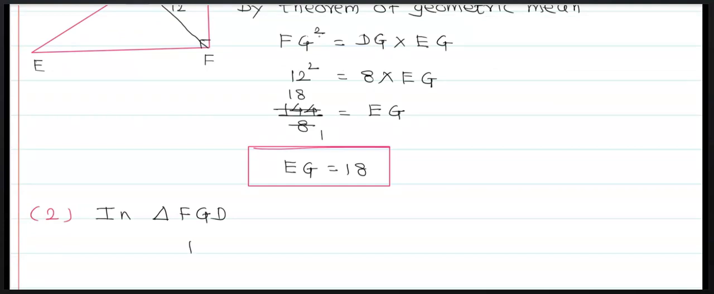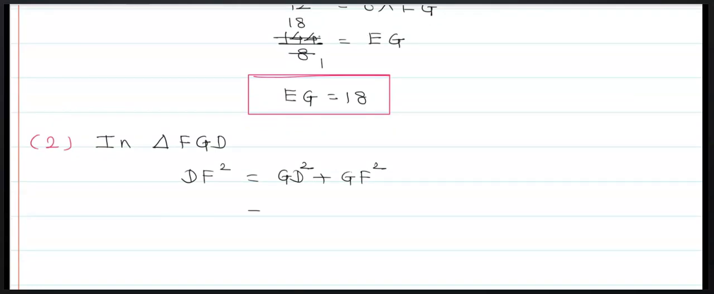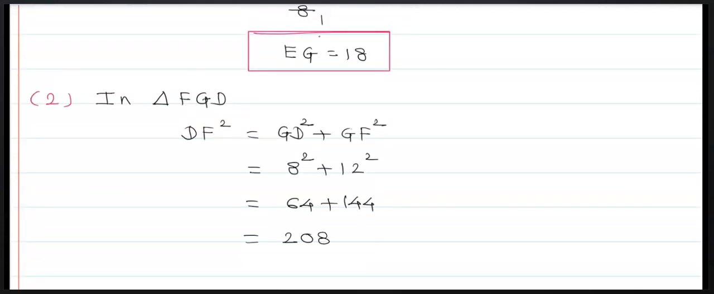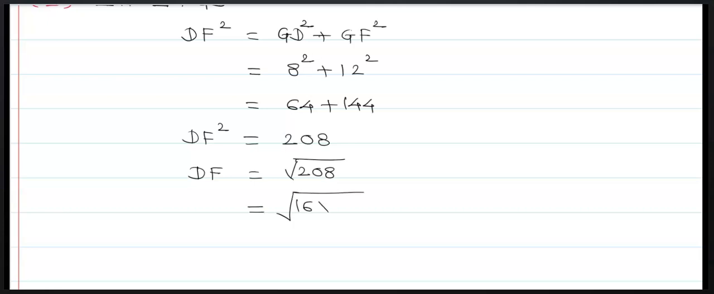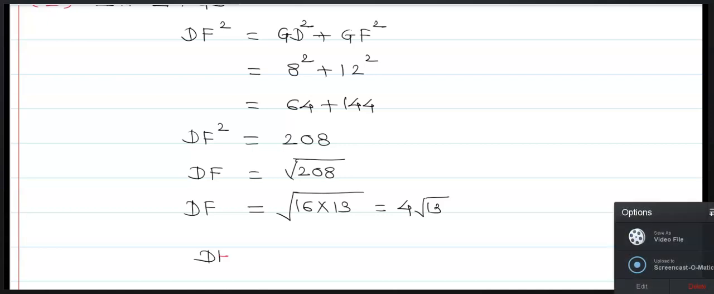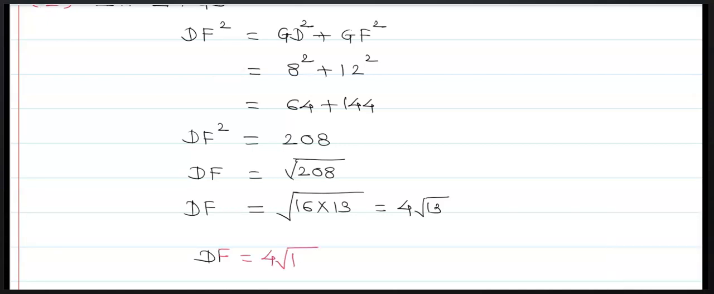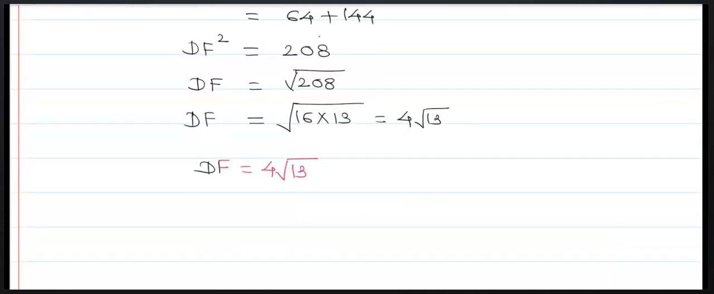In triangle FGD, DF square is equal to GD square plus GF square. Therefore, 8 square plus 12 square, that is 64 plus 144, that is 208. This is the DF square. Therefore, DF is equal to root of 208. That is root of 16 into 13, that is 4 root of 13. Therefore, DF is 4 root of 13.